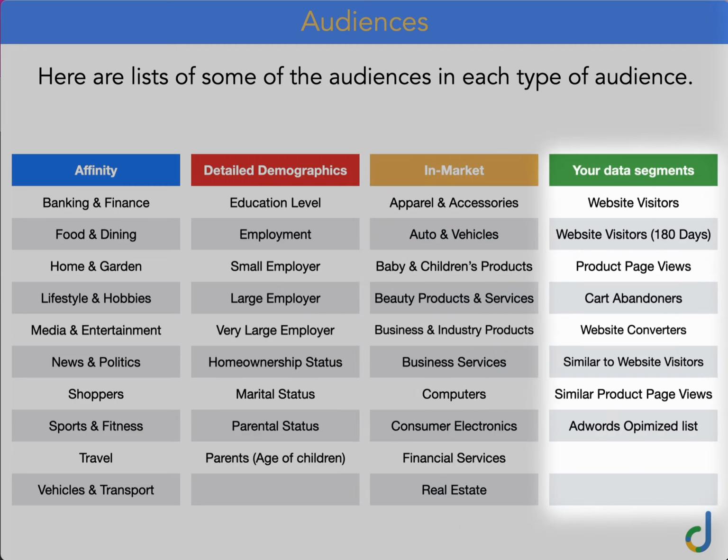And then your data segments, these are things that you are adding up into Google. So these are either your customer lists, which you're adding, or different segments. So you can set different rules inside of Google Analytics where you go that if people view this page, we want them to be part of this data segment.